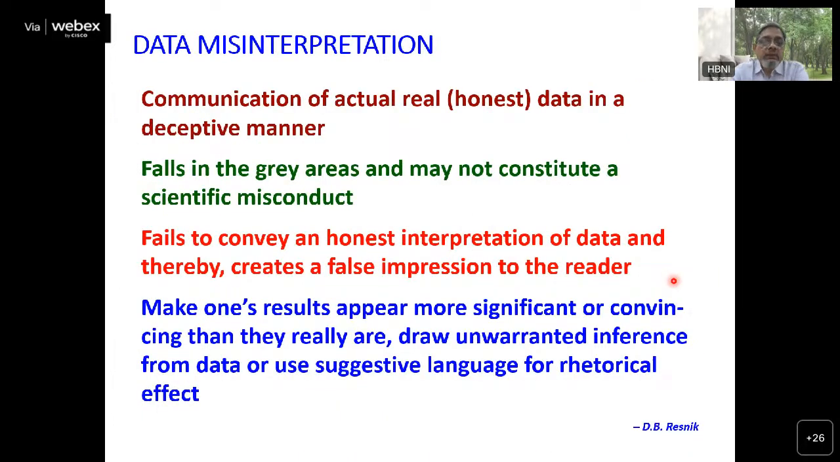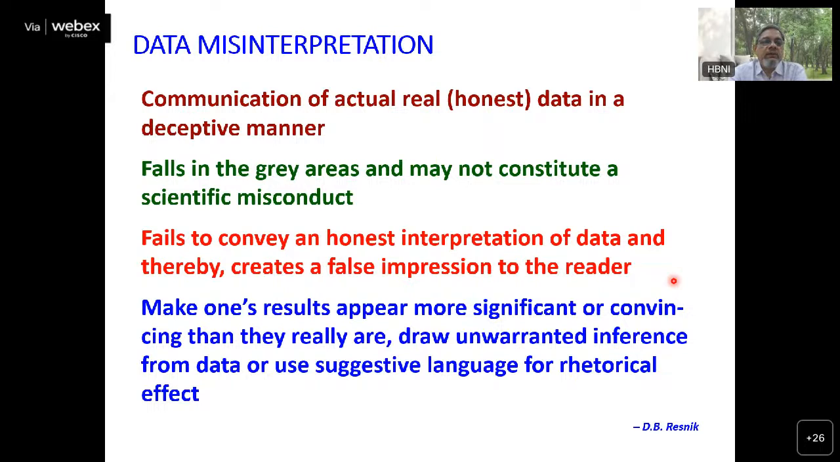Okay, so then we come to the next title, which is data misinterpretation. This is a very tricky thing. What happens here is that the data which you have collected is actually real data. But like what you have done earlier in the positivity and negativity issue, you try to present the whole of the data in a very deceptive manner.